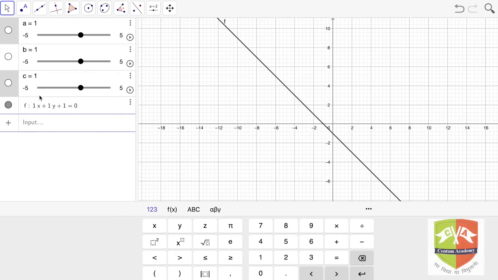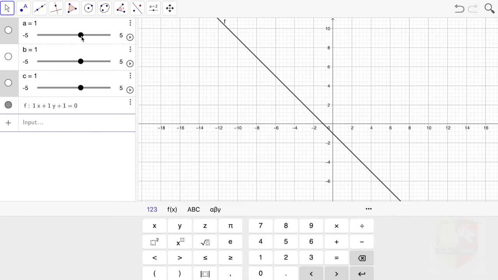This equation is a special case of ax plus by plus c equals 0, where a is equal to 1, b is equal to 1, and c is equal to 1. This is how the equation looks when visualized in a graphing tool. Now, let's explore what happens if I keep changing the values of a, b, and c, and how the graph of the equation behaves.